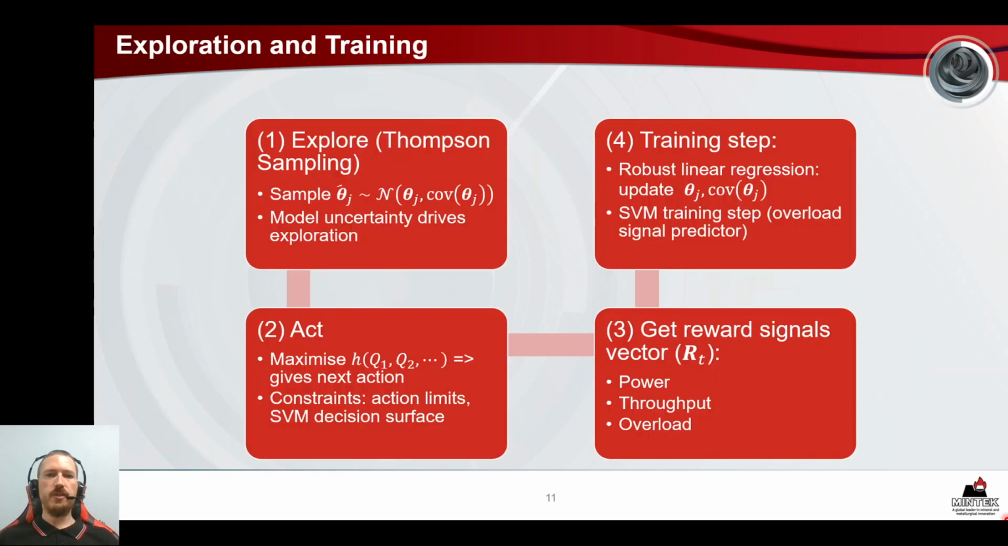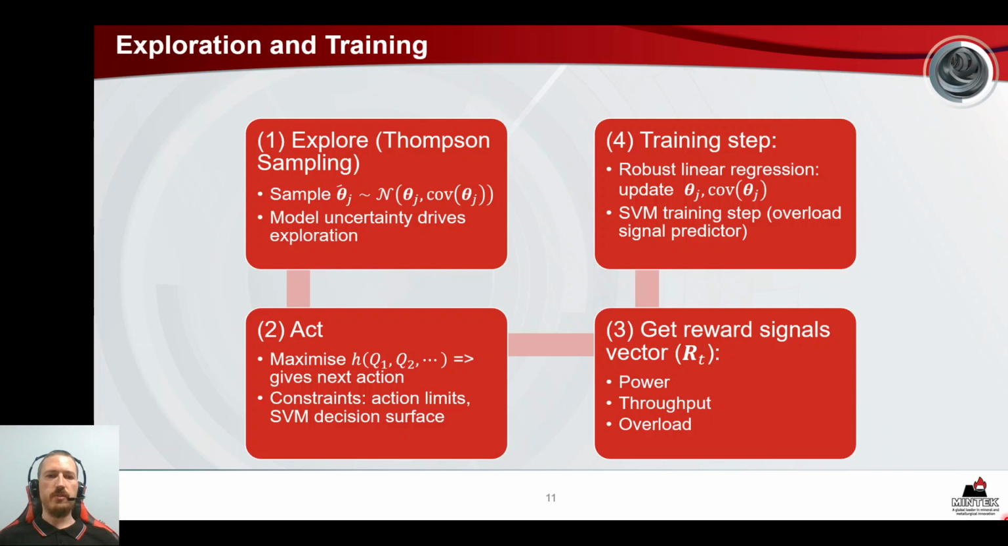On each step of the simulation, the agent goes through these 4 steps. First, it explores using Thompson sampling, where it samples a random but likely set of model parameters. During the beginning of the simulation, we have a high degree of uncertainty about the value of the parameters, and this drives exploration. As we explore, the uncertainty is decreased. That is that covariance term.